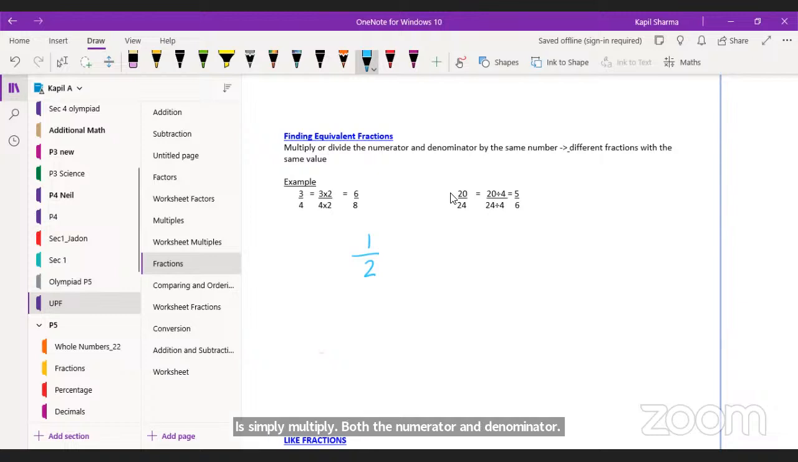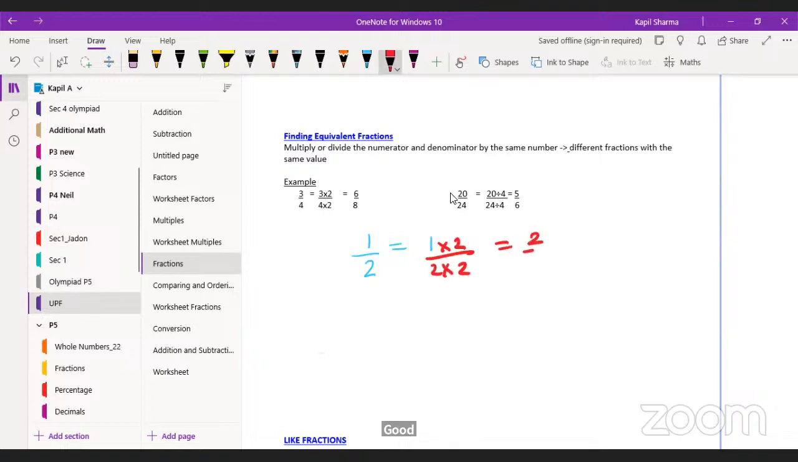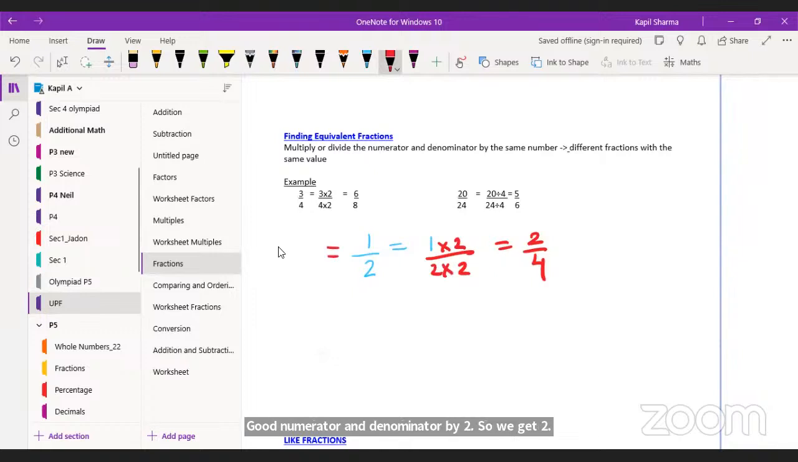Okay? We can multiply or divide. So let's say you have half. So you can multiply both numerator and denominator by 2. So we get 2 over 4. Or you can multiply by 3. So 3 over 6. And so on. Okay, this can go on.